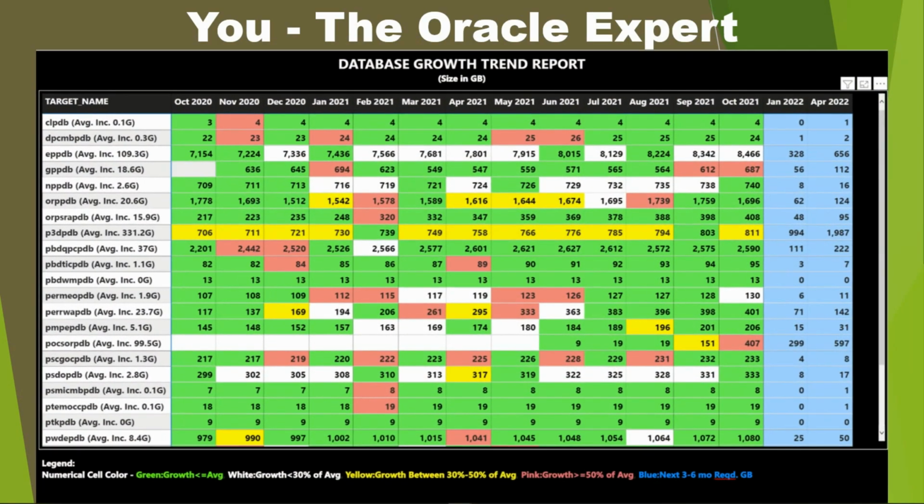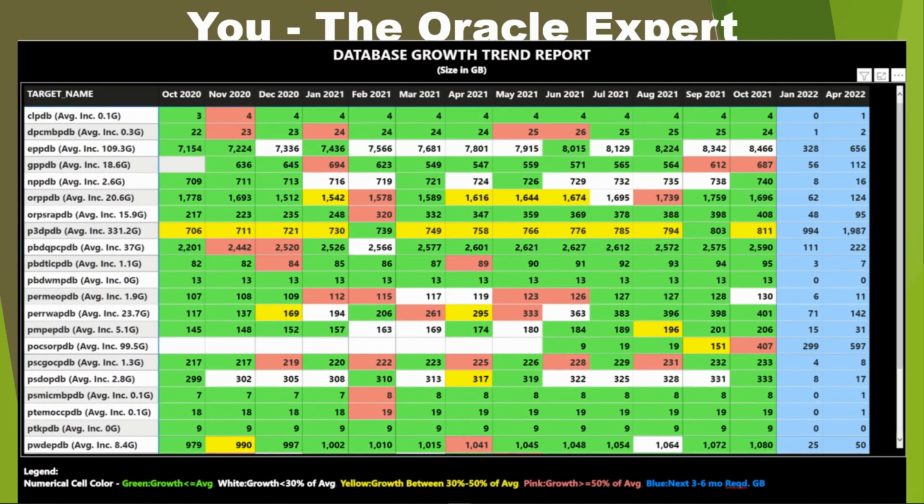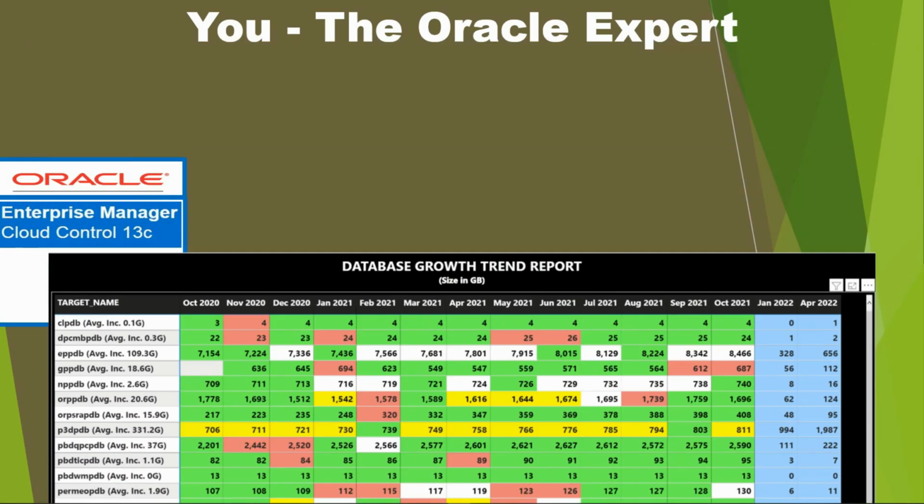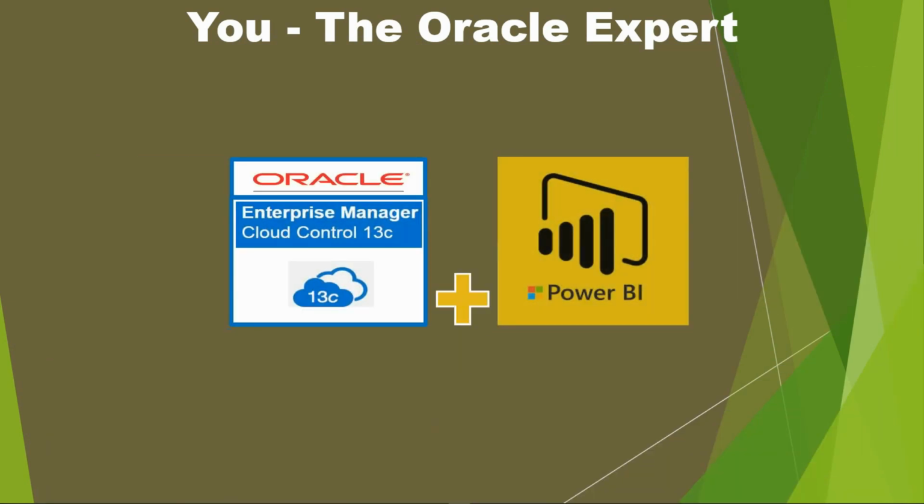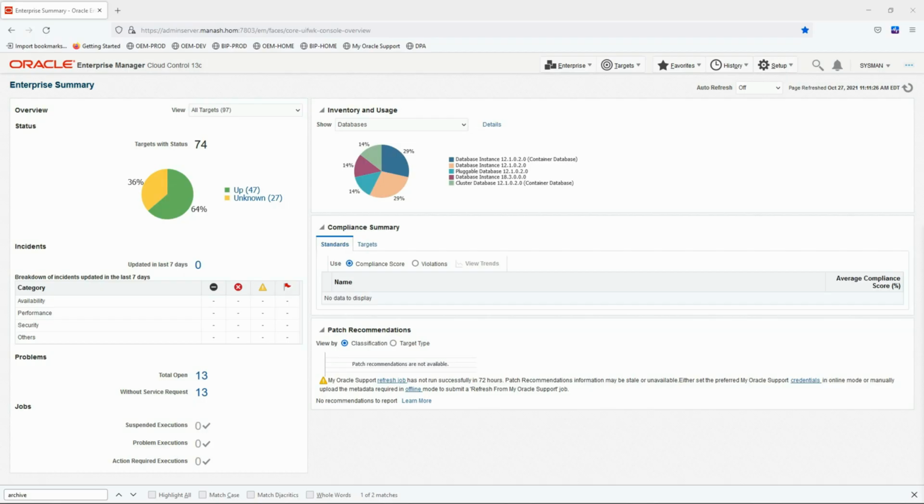In today's tutorial, we are going to create a database growth trend report using last 1 year's tablespace size metric available in OEM and a very powerful yet simple reporting and dashboarding application from Microsoft called Power BI. As a DBA, you are already aware of what is OEM and how useful it is for us, but Power BI is not something DBAs are usually familiar with.